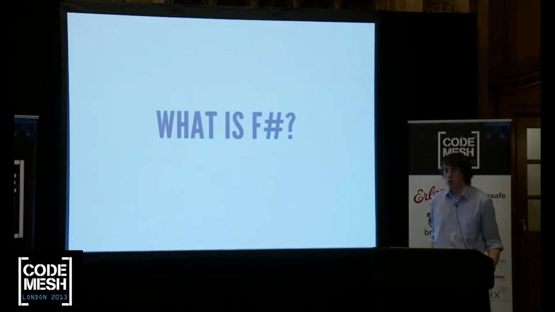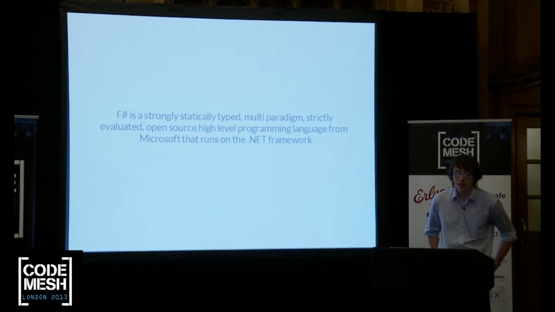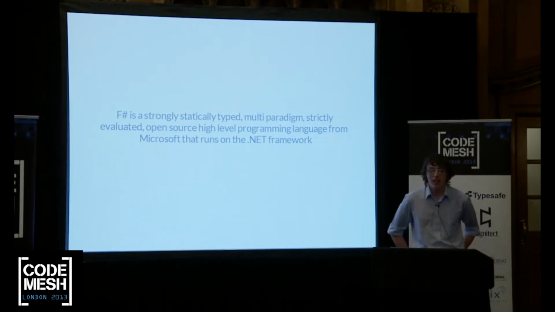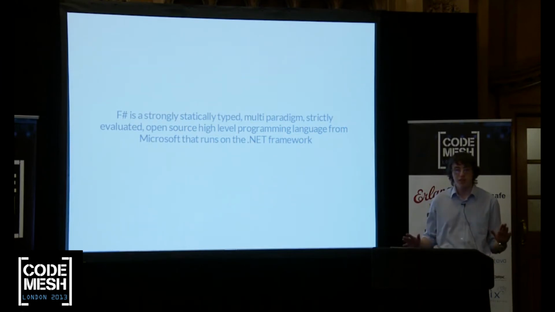So, first up, what is F Sharp? Anybody used F Sharp? Hey, that's some people at least. For those that don't know, F Sharp is a strongly statically typed, multi-paradigm, strictly evaluated, open source, high-level programming language from Microsoft that runs on the .NET framework. Essentially, it's Microsoft's attempt at a functional-first programming language. And it's really nice because, we'll come to the reasons why in a minute, it's also .NET, so it interfaces with everything, C#, and if you must, VB.